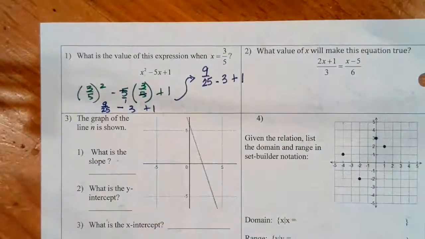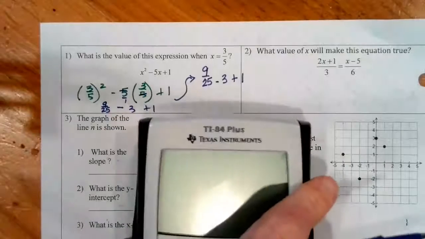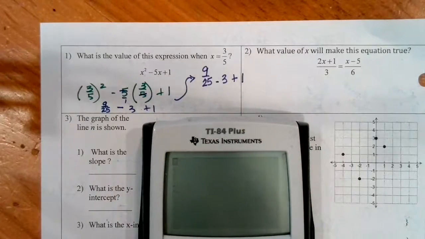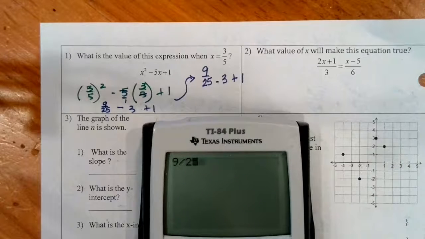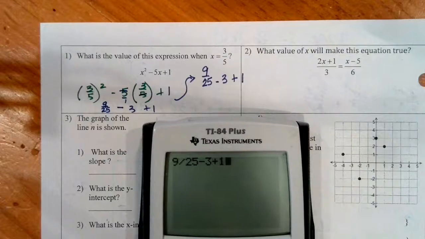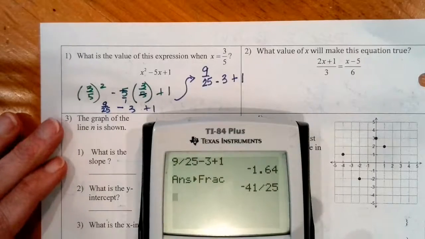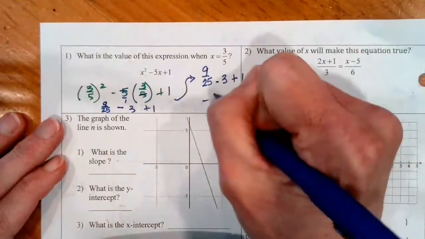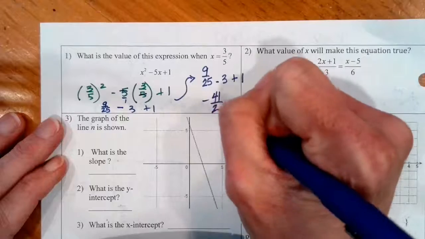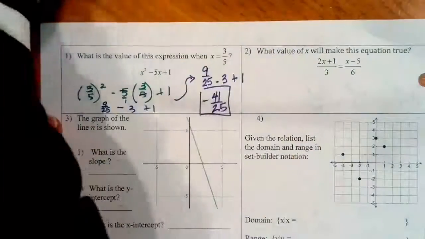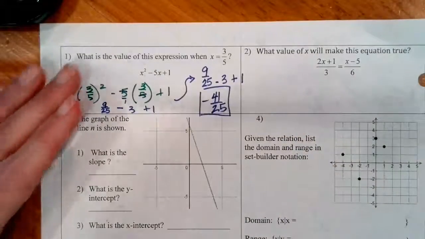So you have a choice. You can get your calculator out or go to Desmos. We'll go ahead and clear that out. And I'll say 9 divided by 25 minus 3 plus 1. And we'll do math, frac, enter. Negative 41 over 25. Desmos or your calculator will help you get that answer faster.